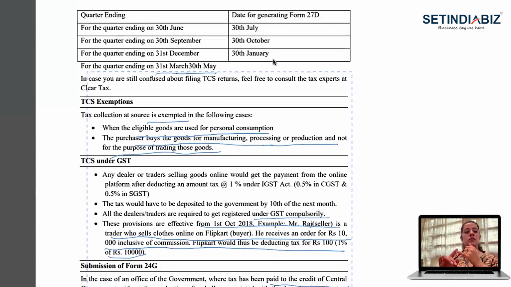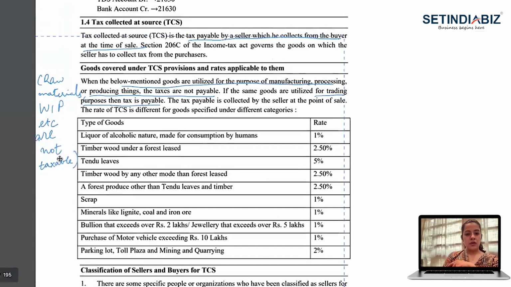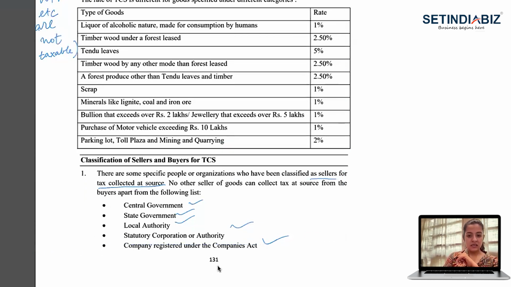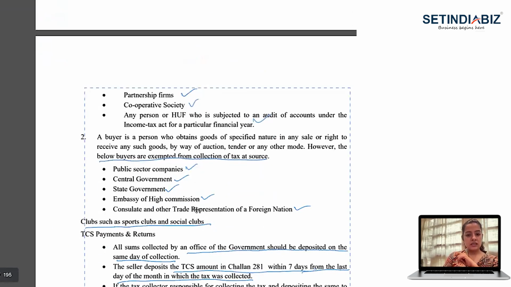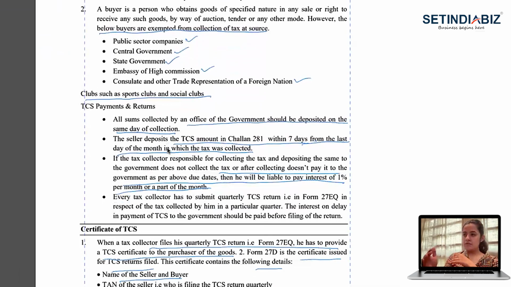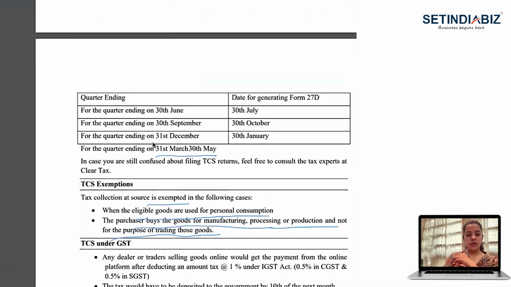So what is the TCS concept? It is the tax collected at source and it is applicable on certain products. Only certain kinds of sellers can collect tax at source, right? And there are buyers who are exempted from tax collected at source. And we say that the TCS return has to be made every quarter. Payment of tax collected at source is to be made by a maximum of the 7th day of the next month, and the return has to be filed within a maximum of 1 month. And we are given these dates for every quarter.